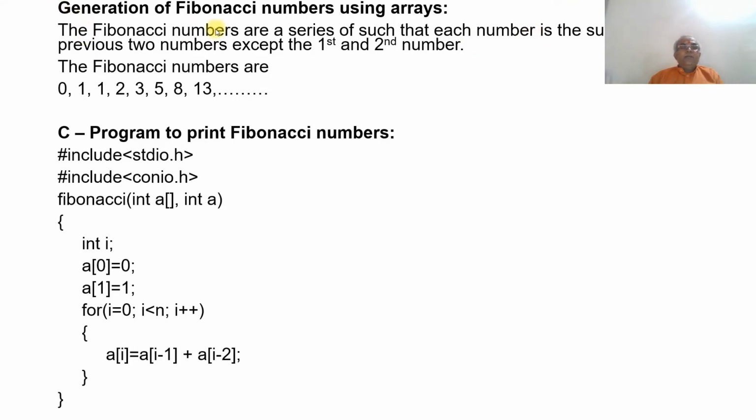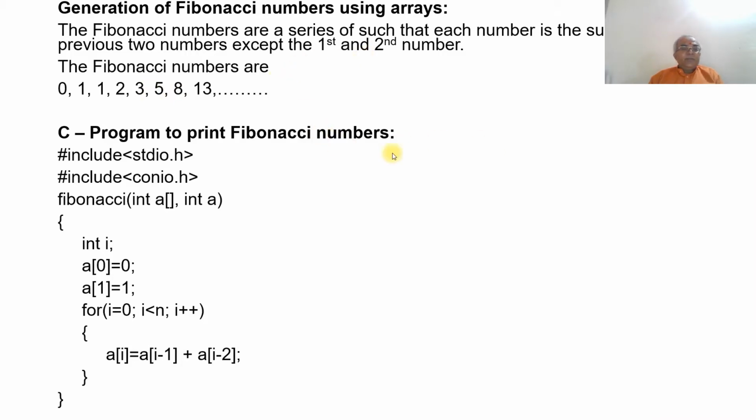Now, in this video, we are going to discuss the Fibonacci numbers, a series in which each number is the sum of the previous two numbers, except the first and second numbers. The Fibonacci numbers are 0, 1, and then 0 plus 1 becomes 1, 1 plus 1 becomes 2, 2 plus 1 becomes 3, 3 plus 2 becomes 5, 5 plus 3 becomes 8, 8 plus 5 becomes 13, and so on.